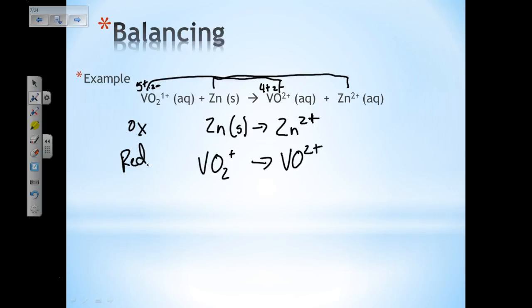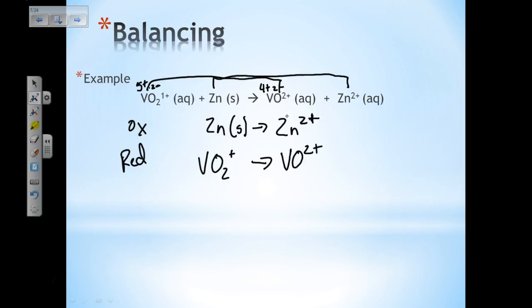So then the first thing to do, once we do that, is to balance all the non-hydrogen and oxygen atoms. Here we have one zinc, here we have one zinc. Done. Here we have one vanadium, here we have one vanadium. Done. That's balanced, life is good. Now what we want to do is balance the oxygens using water. And this is kind of the funny thing, because you may have looked at this and said, how the heck can we have only two oxygens here but only one oxygen there? How does that even work?